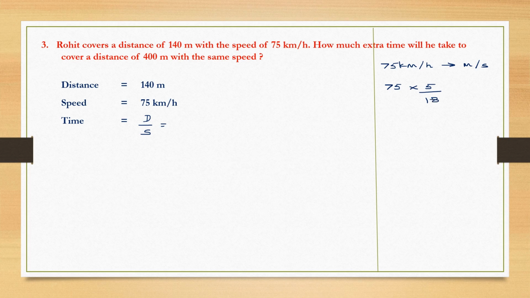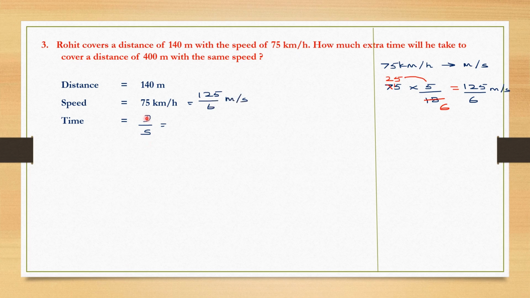Now let's cancel some numbers here. 75 and 18 you can cancel by 3. 3 sixes are 18. Now here 3 twos are 6 and there's one left, 15. 3 fives are 15. Now that's all, you can't cancel anything more. So let's multiply 25 into 5. 25 into 5 is 125. Denominator is 6. Now this has become meter per second. We can write it here. So this is 125 by 6 meter per second.